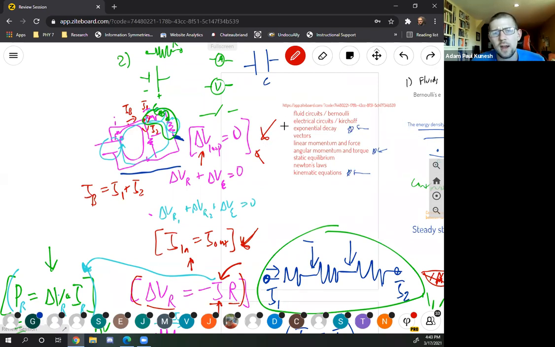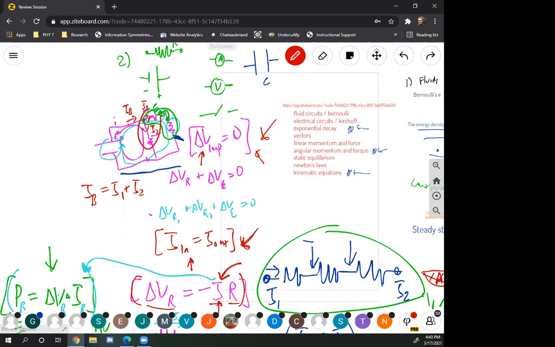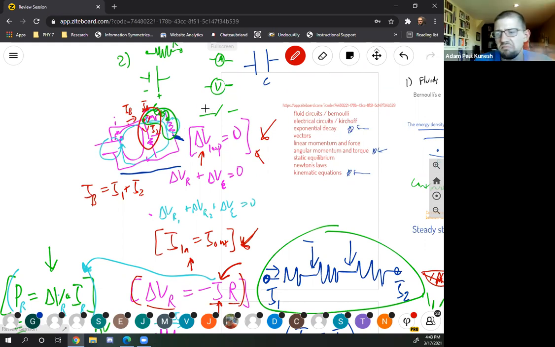If there's a junction, it's kind of like having a leak in your pipe. Current doesn't have to be conserved between two things that aren't in series. So these two aren't in series, so the current is not guaranteed to be the same.